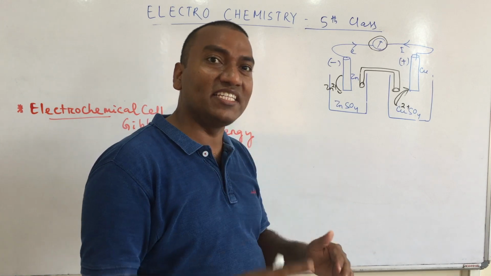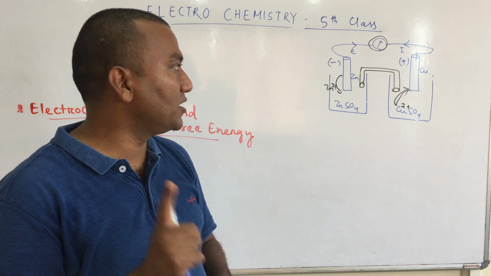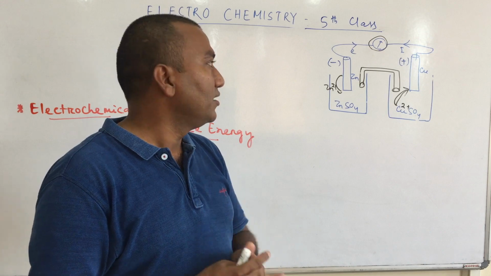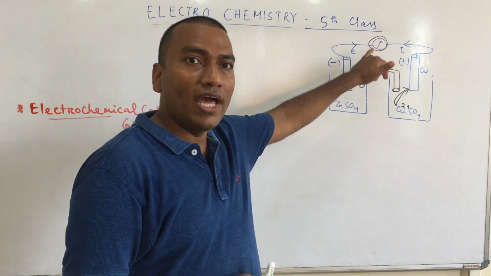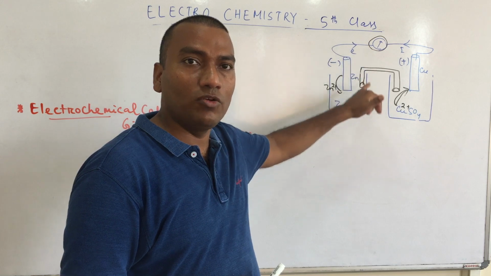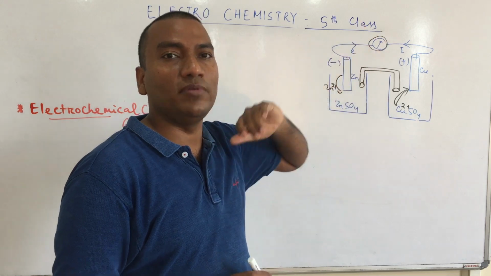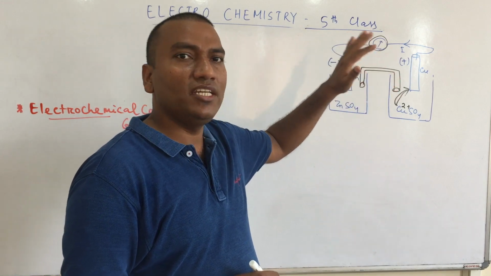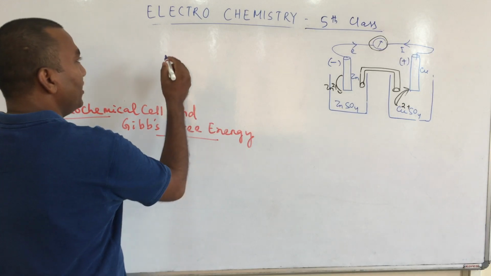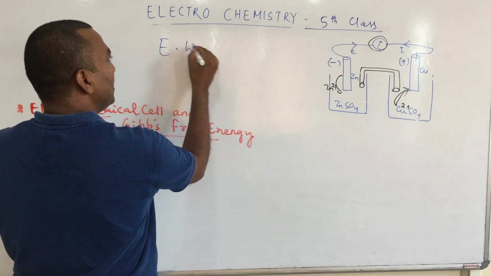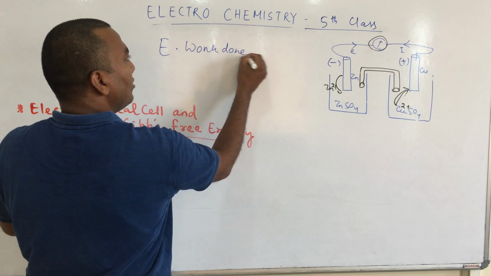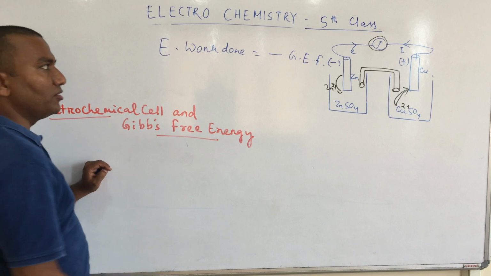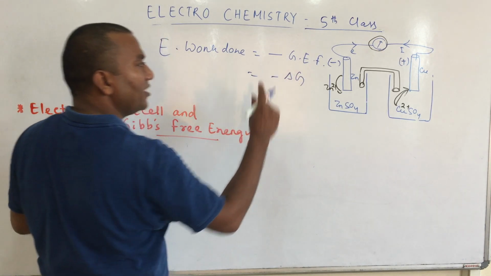Definitely the delta G value decreases, it is negative, because we know in thermodynamics that when delta G is negative, the reaction is spontaneous. Yes or no? So we can say work done on the system equals the decrease in Gibbs free energy value. And here which type of work done? That is electrical work done. Electrical work done equals the decrease in Gibbs free energy.